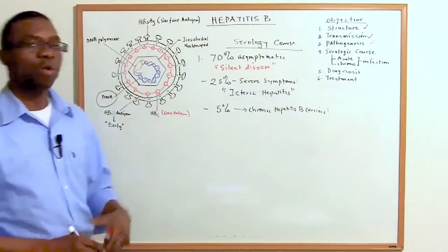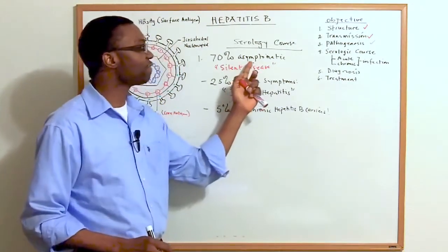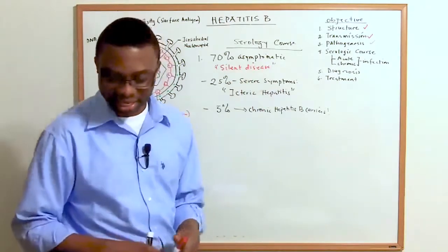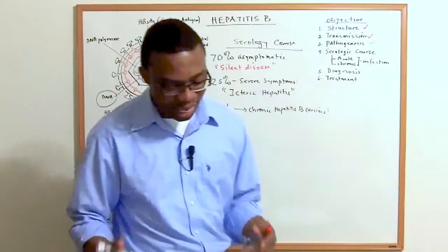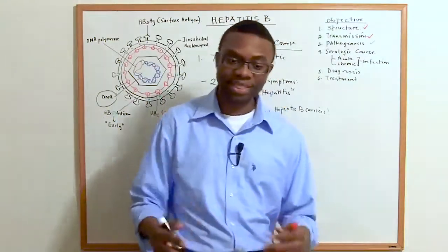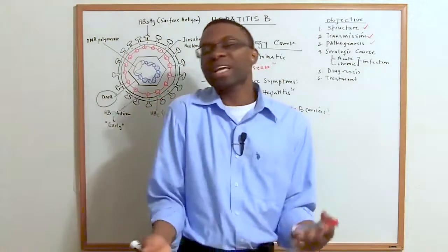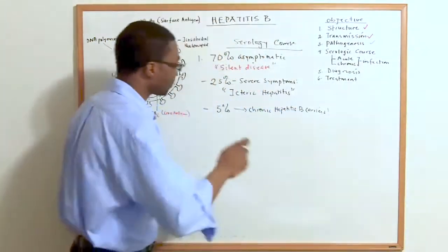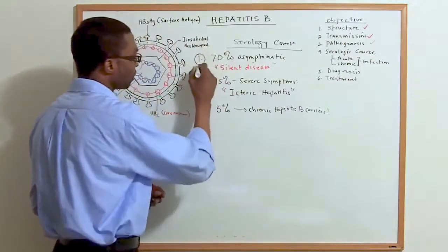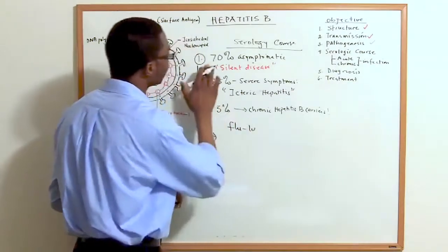Now let's talk about what the symptoms are. When I say 70% of patients that get infected might not know that they have the disease, it's because it always presents like flu-like symptoms. When patients get infected with hepatitis B, it's like a flu. You feel like, I just have a flu. What are the signs and symptoms of flu? Let's go down. It feels like flu-like symptoms.